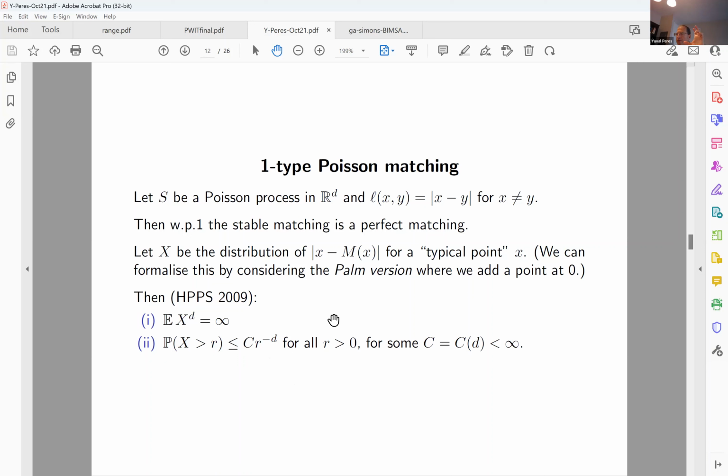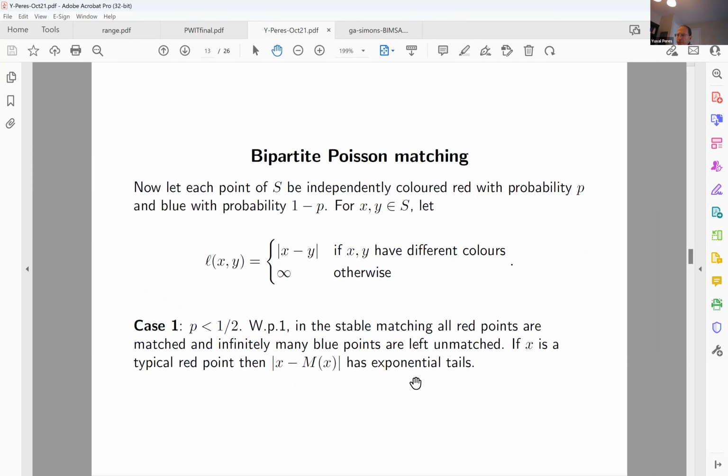So we have a good understanding of the matching distance in the one type matching problem. That is the topic of another talk. I won't go into these proofs. Let me say that in the bipartite case, again, we have blue and red points.